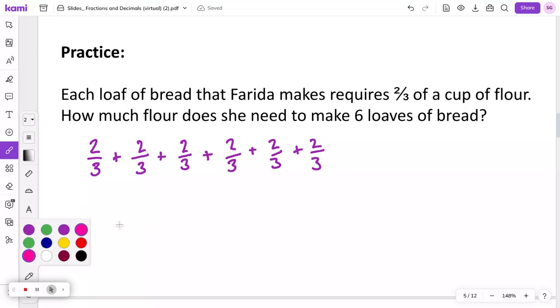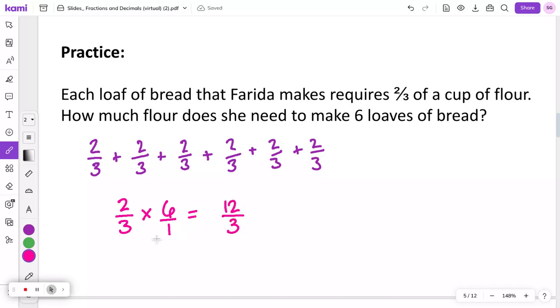I think the easier way, though, is just saying she needs 2/3 of a cup of flour for each loaf of bread, and she is going to make 6 of those loaves and use multiplication. We just said a moment ago, when you're multiplying, it helps to have both of these as fractions, so I'm going to make that 6 over 1. And then when we go to multiply, 2 times 6 is 12. 3 times 1 is 3. I've got an answer. The final thing I need to do is check and see if it's simplified.